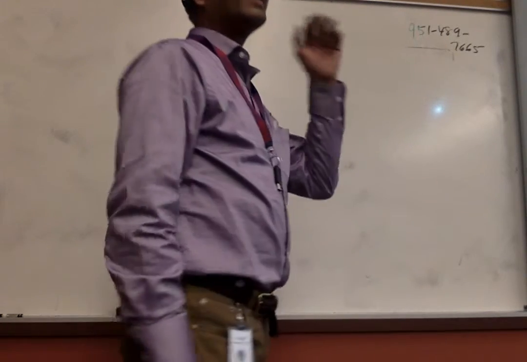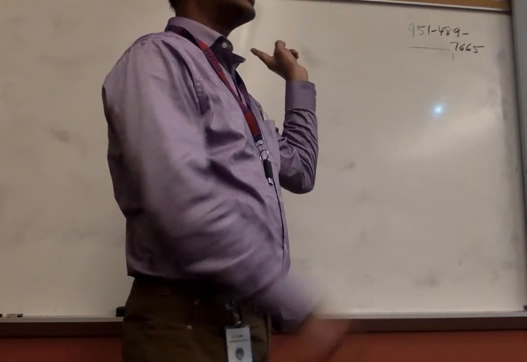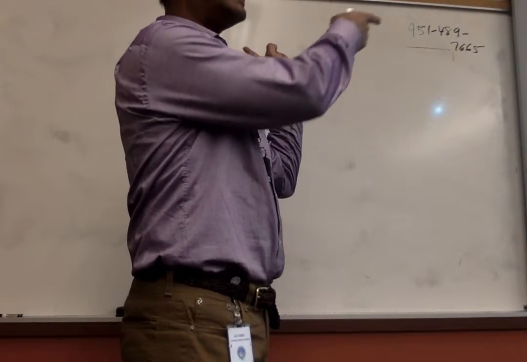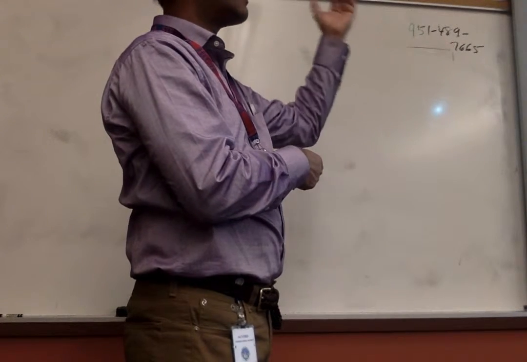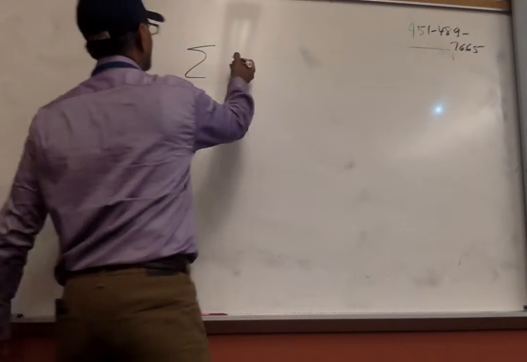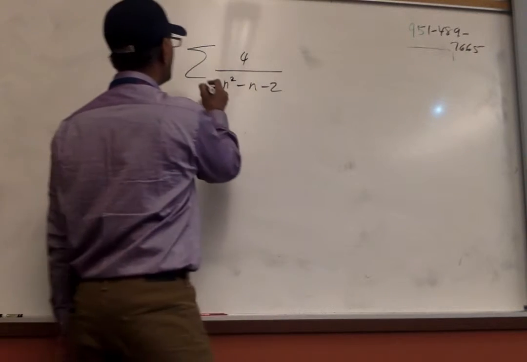Okay, now get ready to see how challenging this was. This appeared last year, 2018. That is a 2018 question. So they gave you a partial fractions kind of guy, and they said use the integral test to do it. Okay, 4 over n squared minus n minus 2 from 3 to infinity.